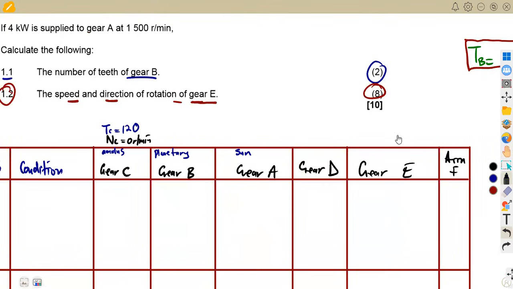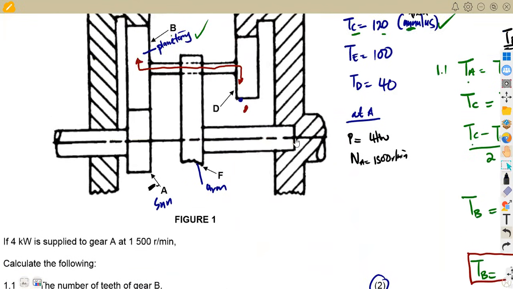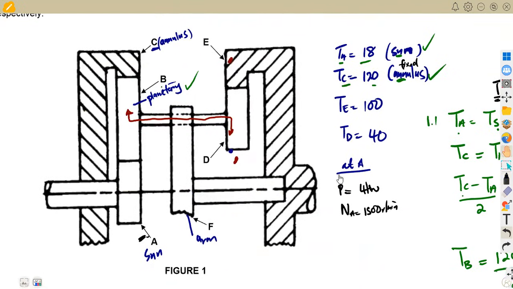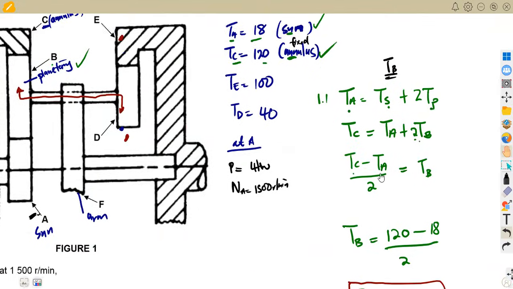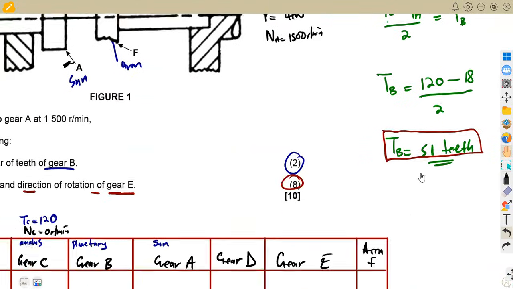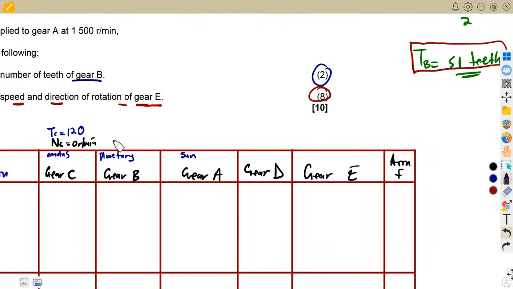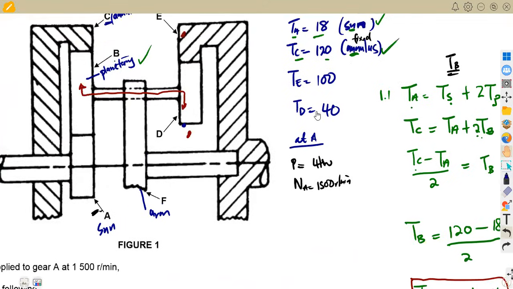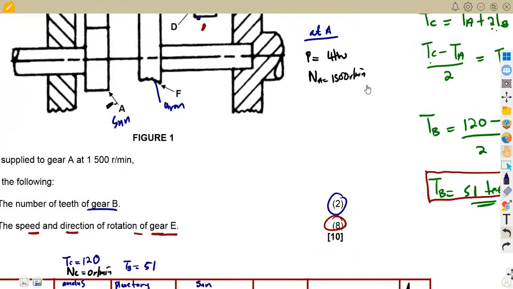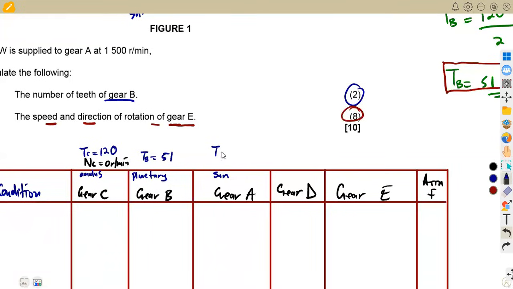All right, then let's go to the planet gear, which is gear B. Gear B, our planet, we do not have anything. Okay, we calculated its number of teeth. Here TB, we got 51. The sun, which is gear A, the number of teeth there is 18. That is TA, it's 18. And also we are given the speed of A, which is 1,500 revs per minute.